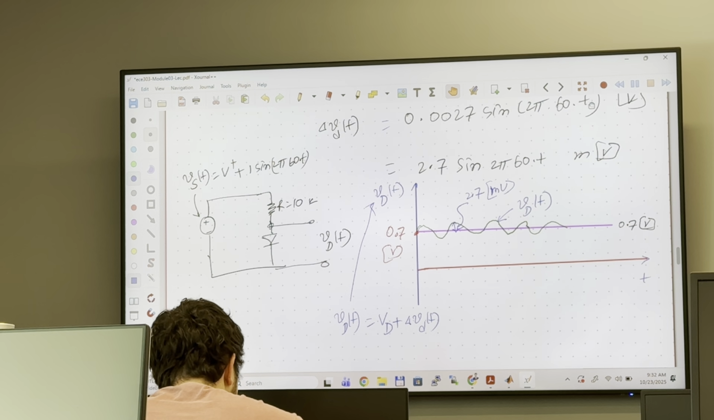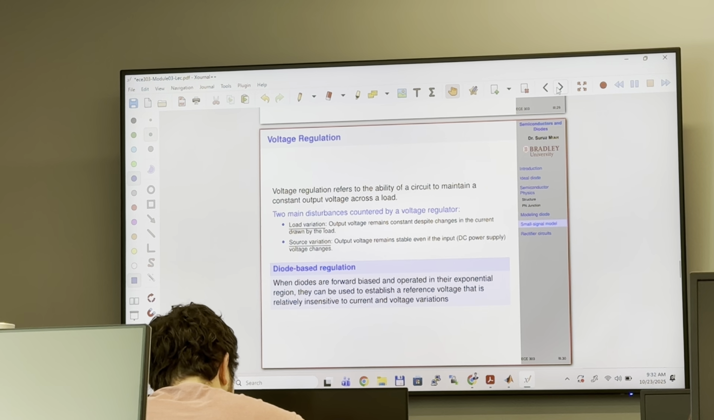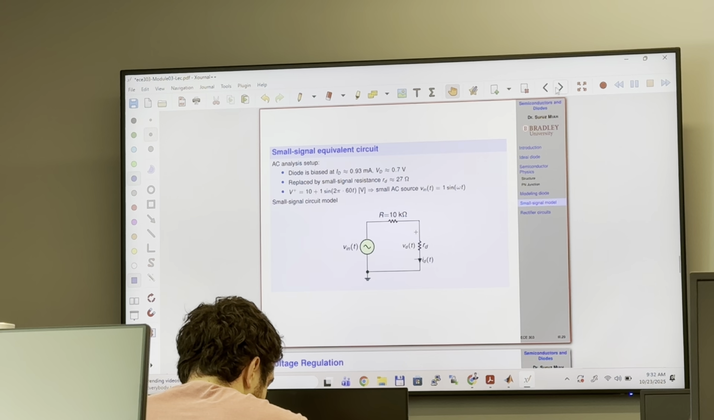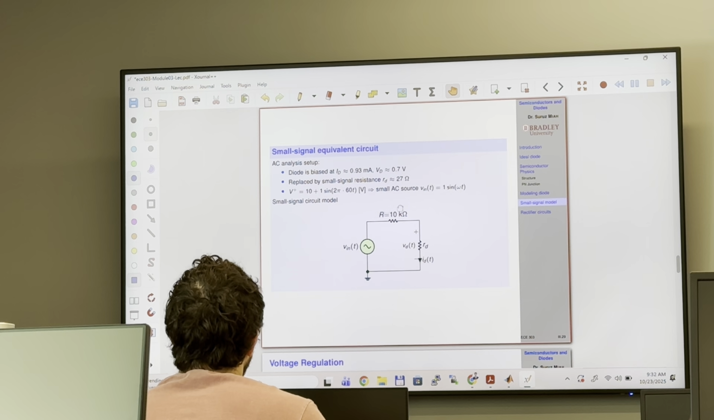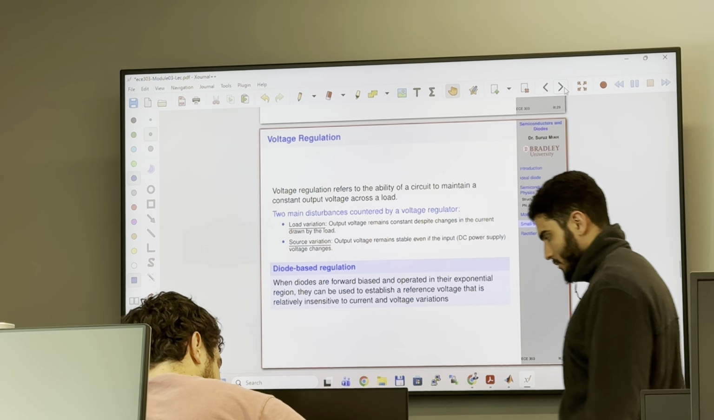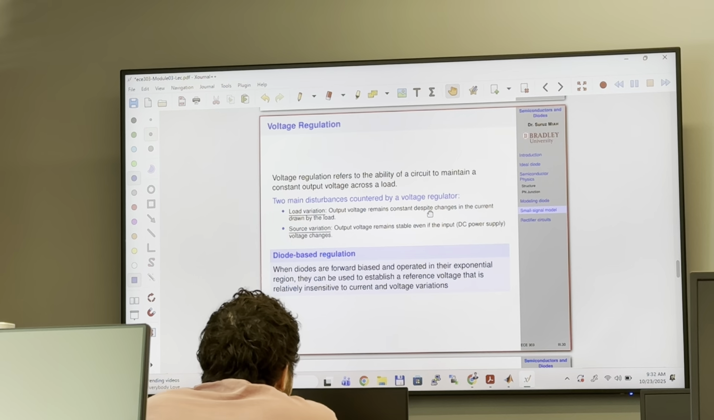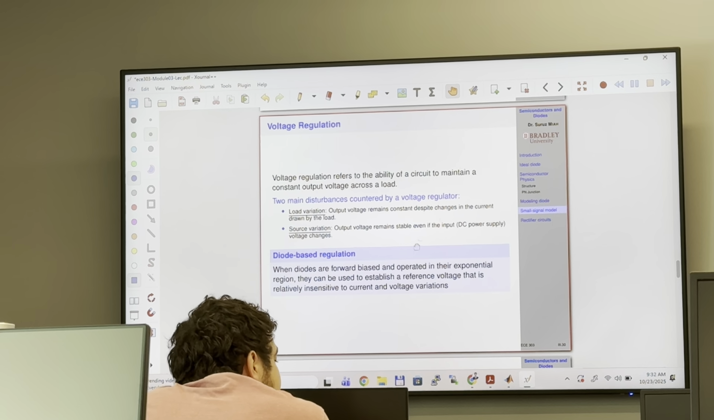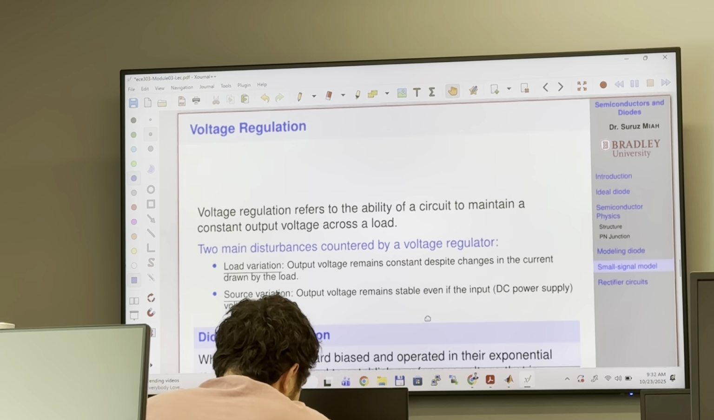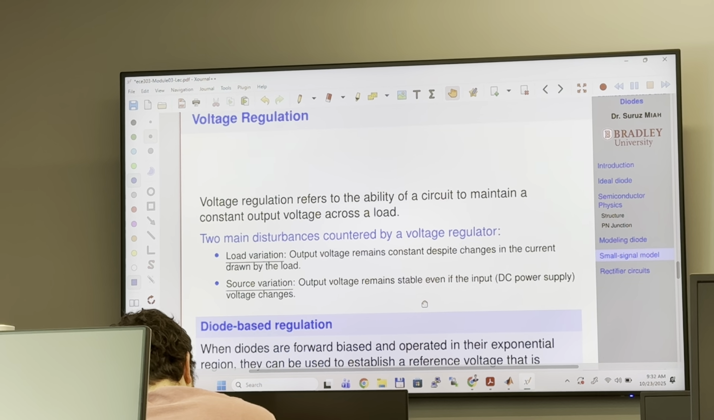Now let's move on to the next topic. I just represented a small signal model here. I did that already in the solution. Now, voltage regulation. The next topic is voltage regulation. I'm not going to read my slide, I'm just going to explain what we are going to talk about.